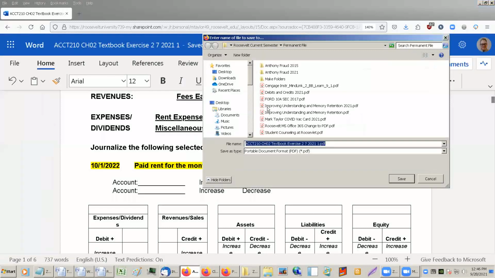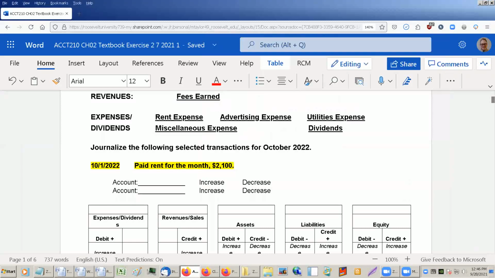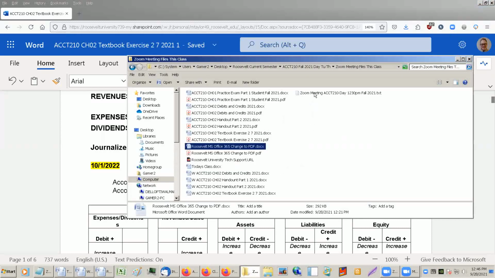I'm going to download it to, I don't know what, Zoom. But you can save it to the same file, the same name. So here's what it'll look like when I pull it up.